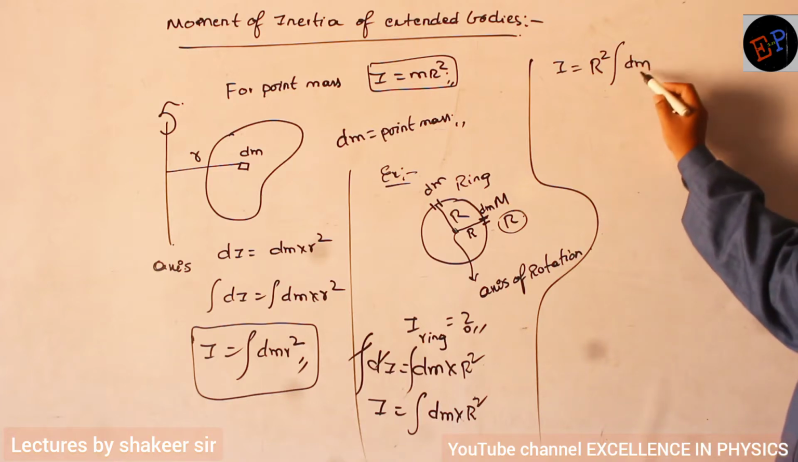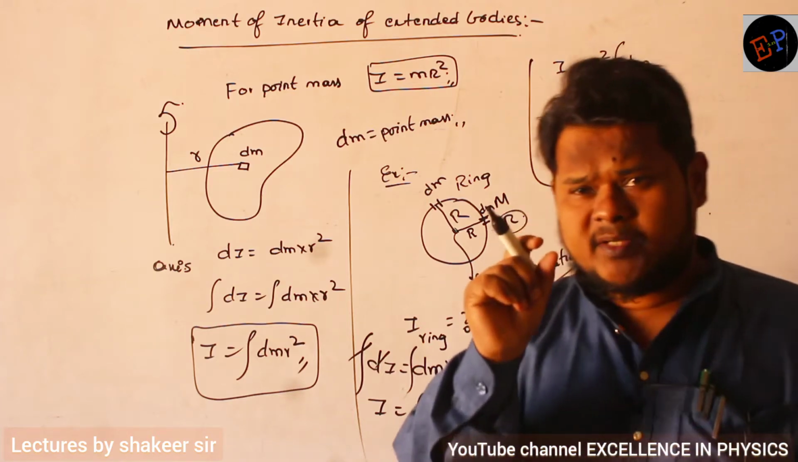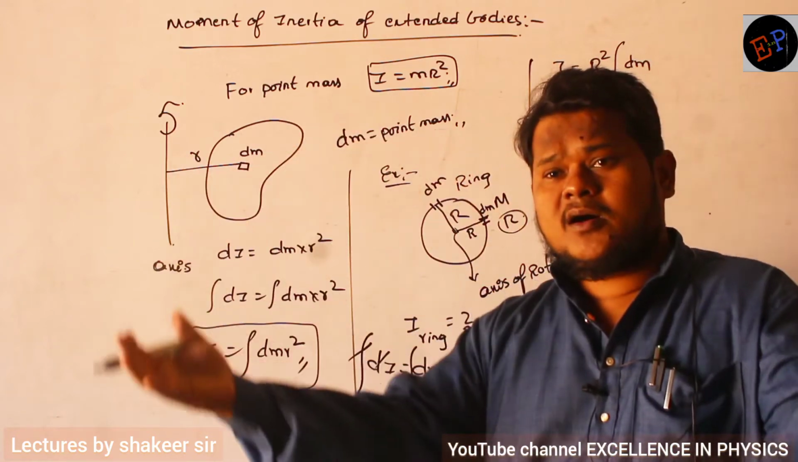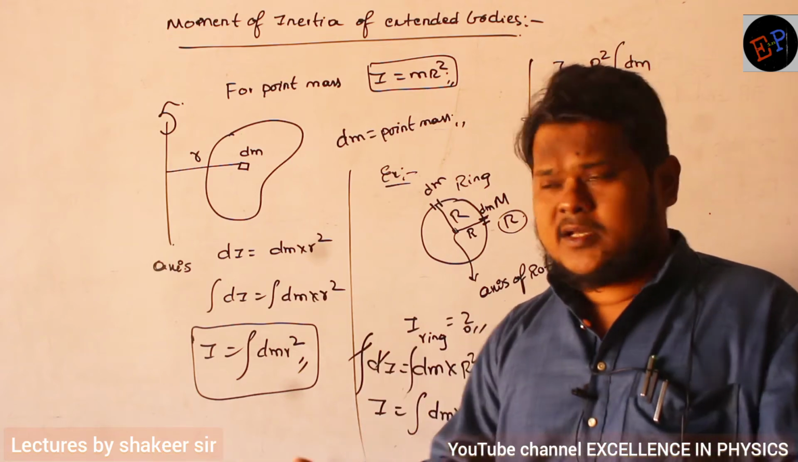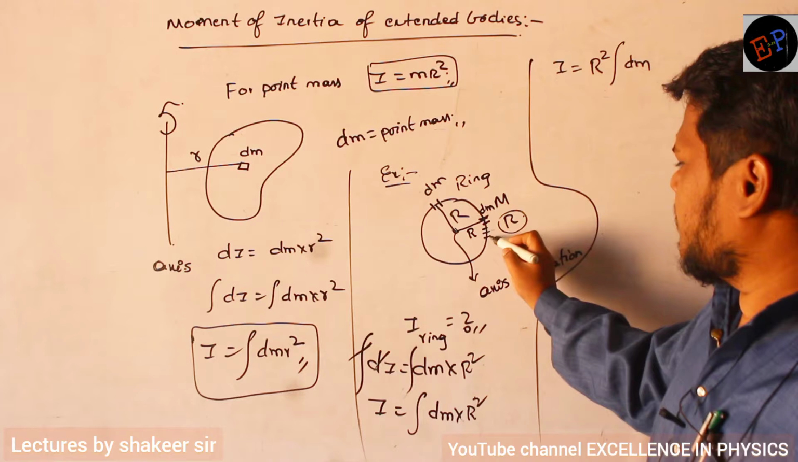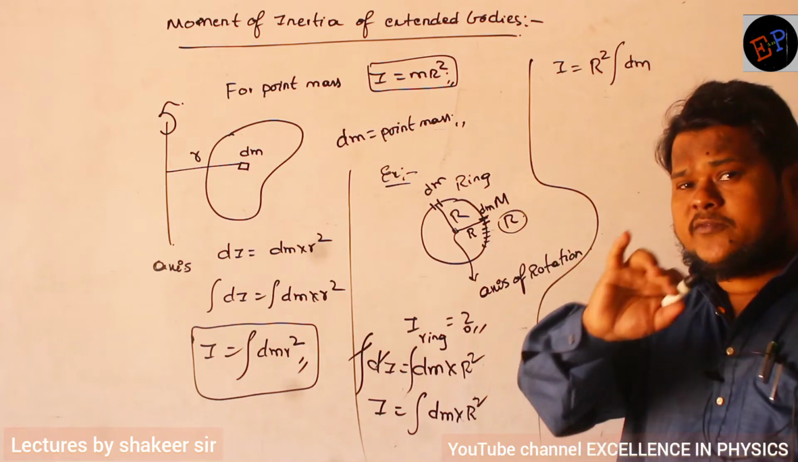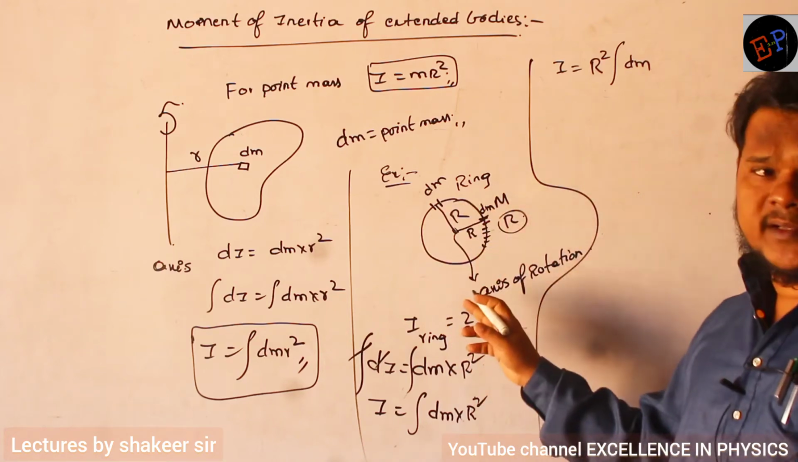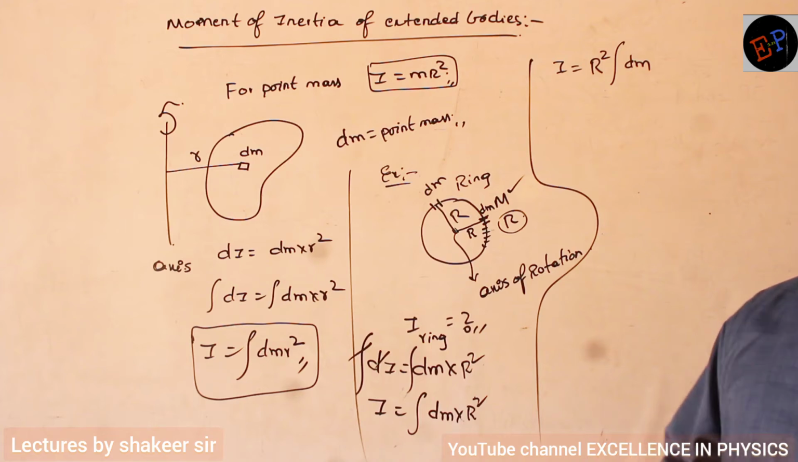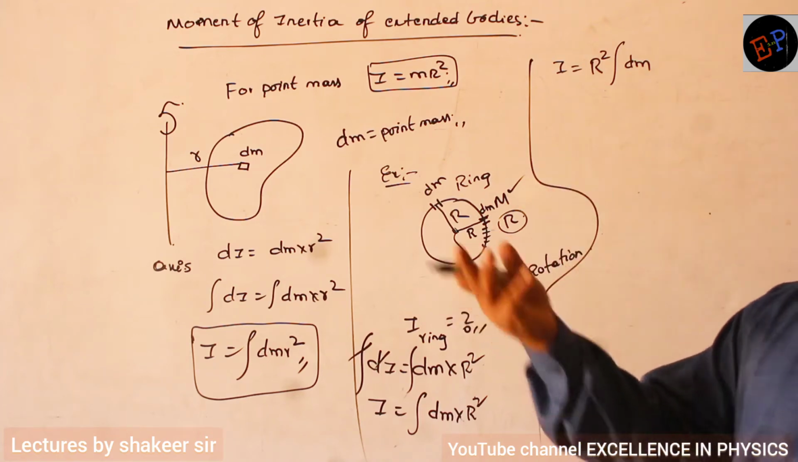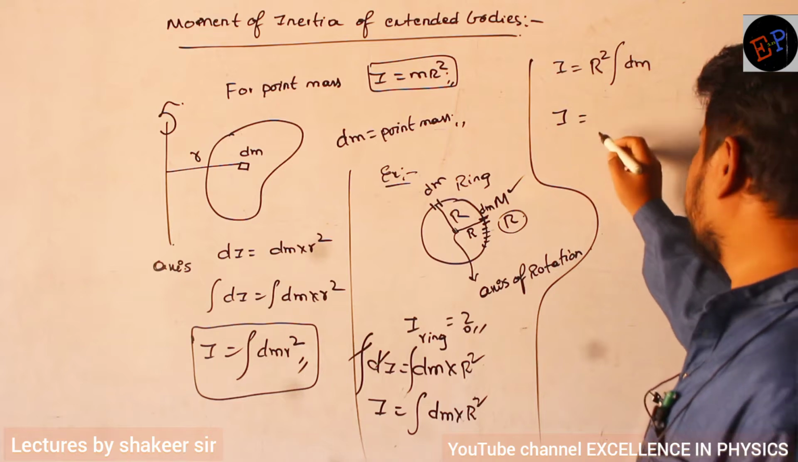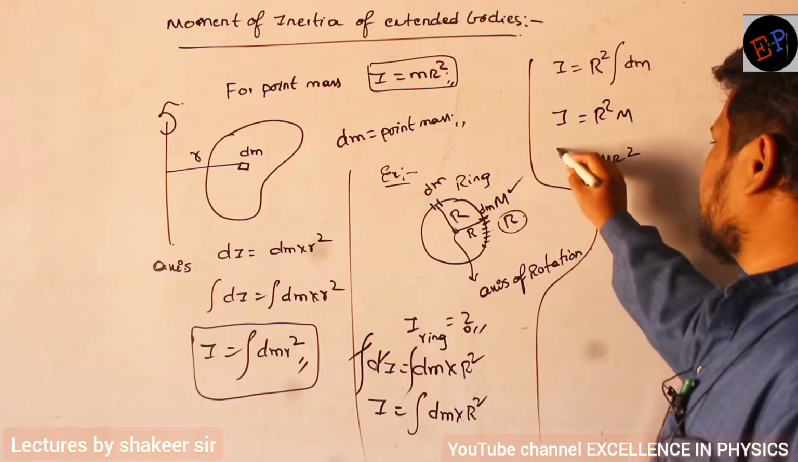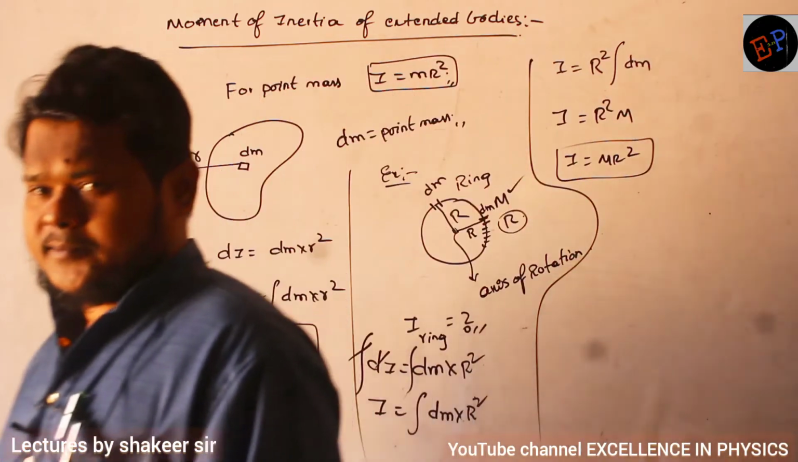So integration of dm means what? dm means small mass. Integration of dm means addition of all the masses. Integration means addition. How many dm's are present? Many dm's are present. So if you add the mass of all the dm's, then what will you get? You will get the total mass of the ring. And what is the total mass of the ring? Capital M. So integration of dm means capital M. Therefore I is equal to r square into capital M. So I is equal to Mr square. So this is the moment of inertia of a ring.